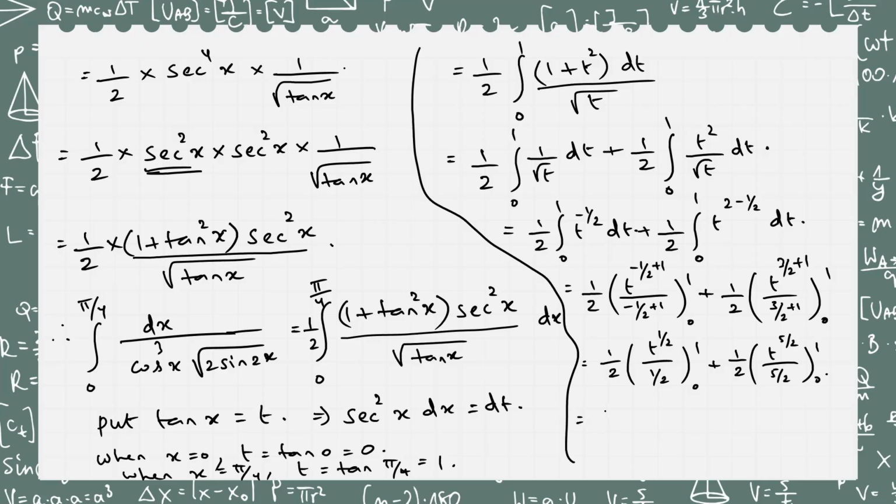So this will give us 1 by 2 into, when t is 1, 1 power 1 by 2 is 1 only. So 1 by 1 by 2 is 2 minus, when 0 we put, 0 by anything is 0 only. Then the next value will be 1 by 2 into 1 power 5 by 2 is 1 only. 1 by 5 by 2 is 2 by 5 minus, when we put t equal to 0 we get 0. So this is 1 by 2 into 2, which is 1, plus 1 by 2 into 2 by 5 is 1 by 5, and their sum is, taking 5 as LCM, we get 5 plus 1 by 5, which is 6 by 5. That's the answer.